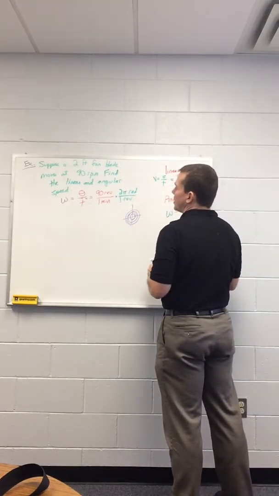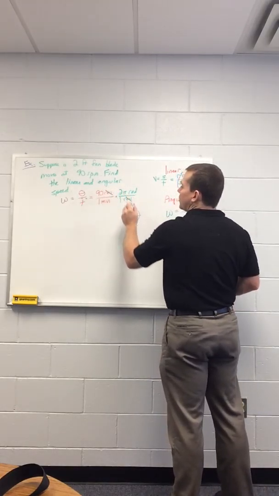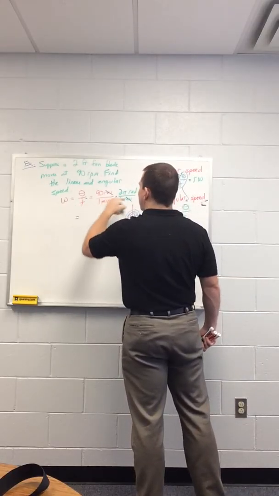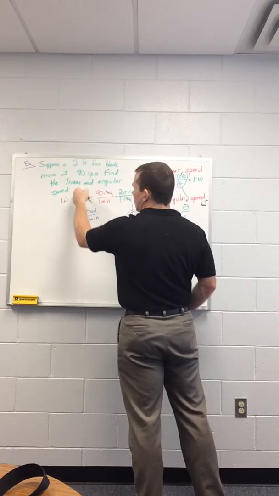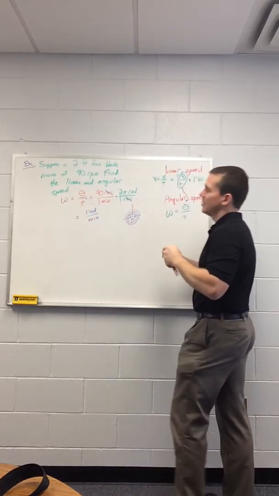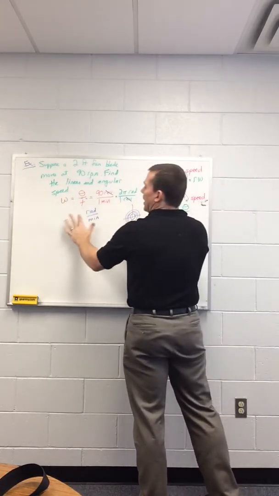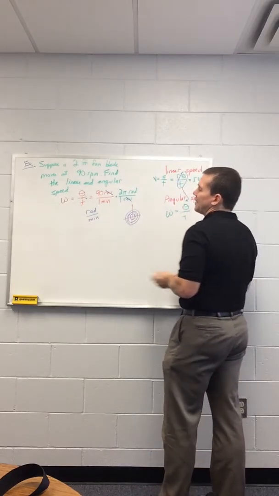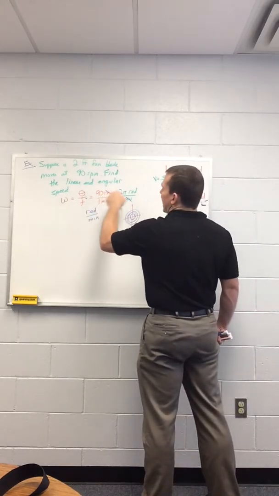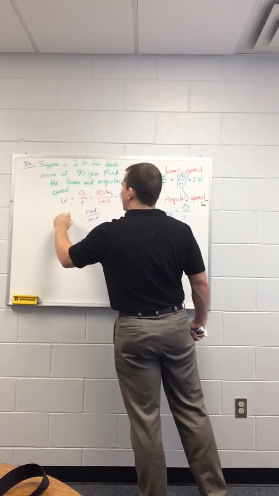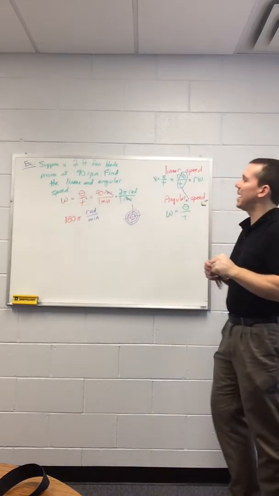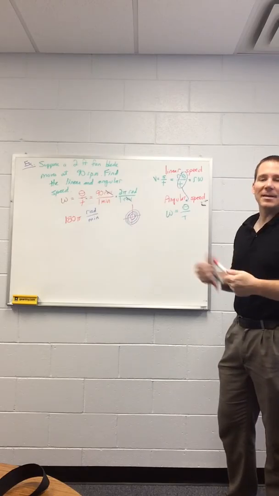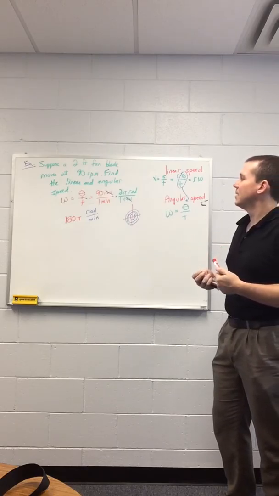If I check my units, revolution cancels revolution. This answer is now in radians per minute, which will be my angular speed, angle per time unit. And now just do the math. We don't need a calculator for this, we can leave the pi in there. 90 times 2, that's 180, and then the pi is there. So 180 pi radians per minute. And there we go, there's my angular speed.